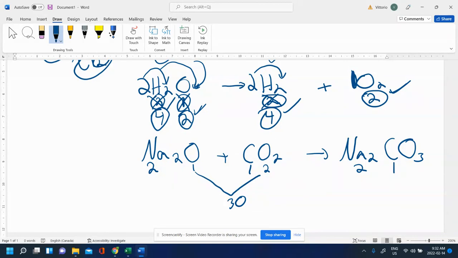You have to look at everything collectively. And here you also have 3. It looks like everything's already balanced. 2, 2, 1, 1, 3, 3. Since everything's balanced, we can go ahead and put 1, 1, and 1. Already balanced. We're good to go. We don't have to waste much time with that.